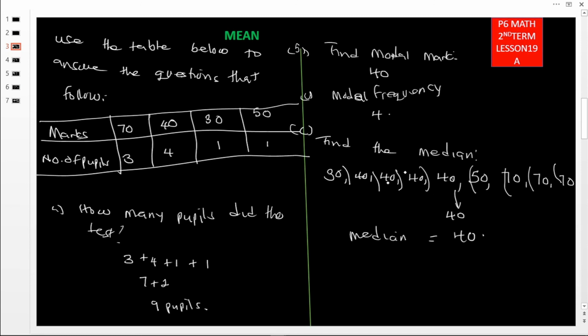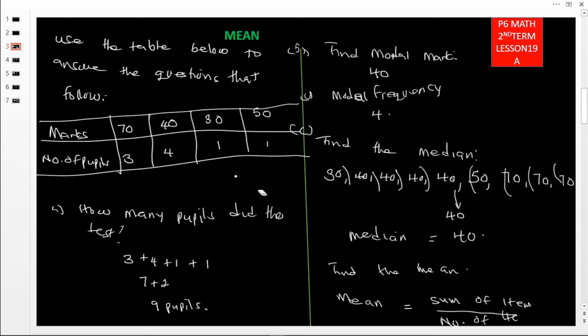Then after that, they are telling us to find the mean. So part D, find the mean. So what is the formula for getting the mean? Mean is equal to sum of items over number of items.